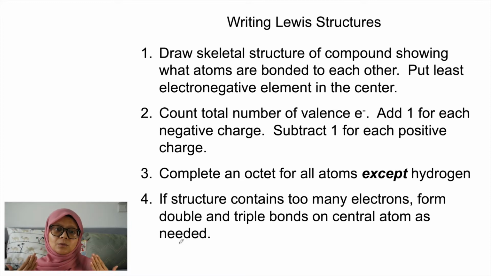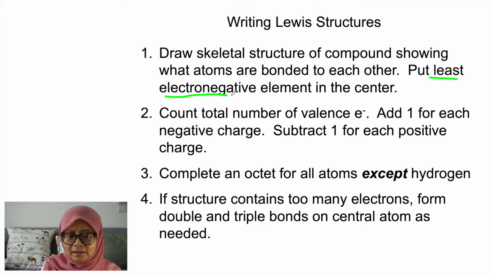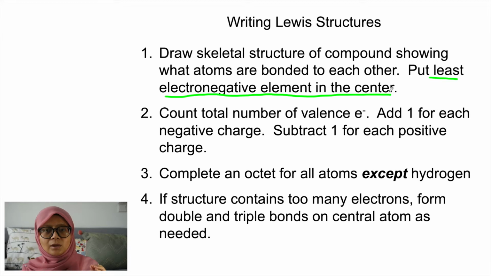First of all, you need to sketch the skeletal structure of the compound, and the first thing is you need to put the least electronegative element in the center. You need to identify the least electronegative element in the center. The second step, you need to count the total number of valence electrons. Add 1 for each negative charge and subtract 1 for each positive charge.